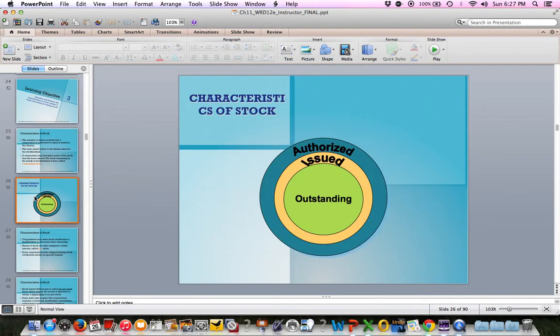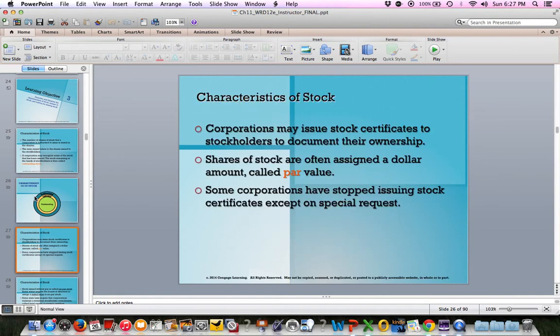And so you have authorized, issued, and outstanding. You may issue stock certificates to stockholders to document their ownership. Not everybody actually does anymore. Quite often it's done electronically. Shares of stock are often assigned a dollar amount called a par value, and some corporations have stopped issuing stock certificates except on special request because everything's done electronically nowadays.